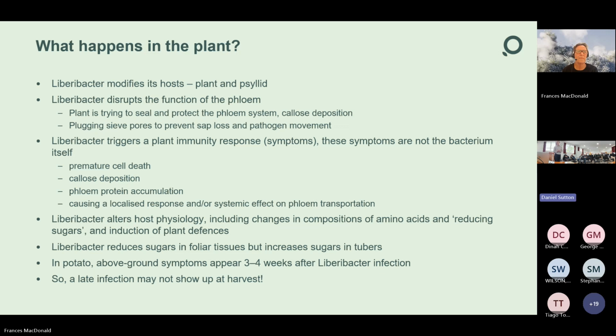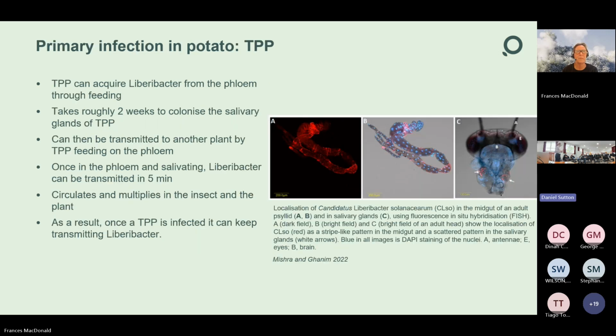Next one, please. Oh yeah, and the thing is, if a psyllid feeds on it, it takes about 3 or 4 weeks to see that plant response. So once you see the symptoms, you know that 3 or 4 weeks ago you had positive psyllids in your crop.